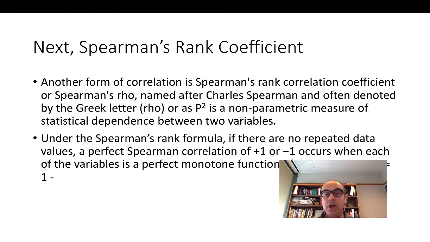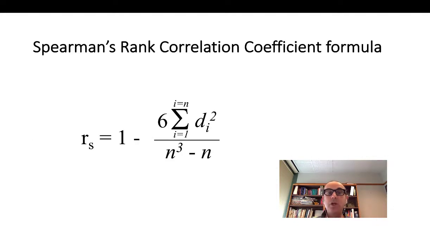Under the Spearman rank formula, there is no repeated data value, and a perfect Spearman correlation of 1 or minus 1 occurs when each of the values is a perfect monotone function of the other. So R rank is minus 1. So this is the formula. This is what we are doing in order for us to apply the Spearman rank correlation coefficient.